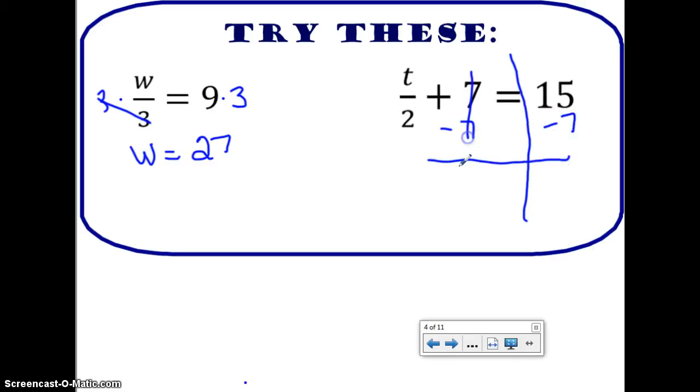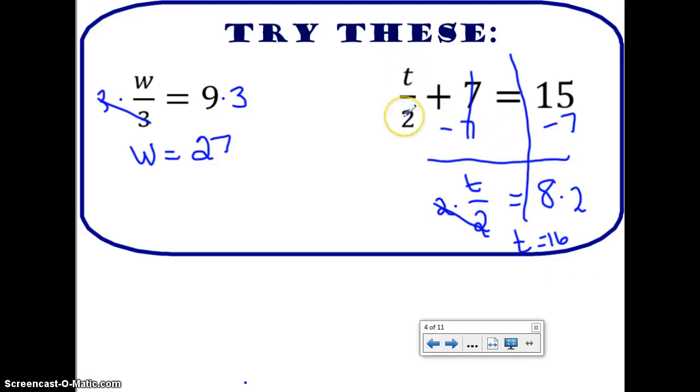15 minus 7 is 8, so I'll be left with t over 2 equals 8. Remember, this line again means divide, so I'm going to multiply. I multiply by 2 there, it goes away. I multiply by 2 here, and t equals 18. I'm sorry, 16. There we go. So 16 goes back.